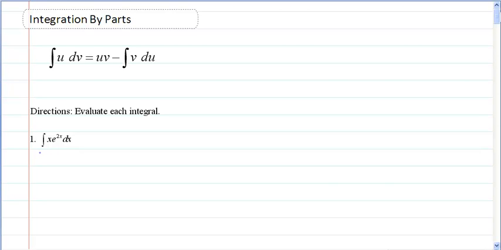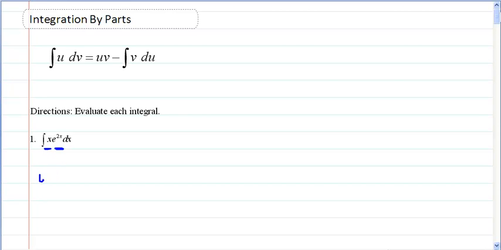So if we first look at number 1, before we look at the integration by parts formula, we have the integral of x times e to the 2x. The two functions that I have that are being multiplied together are x and e to the 2x. So you want to make one of these functions your u, and the other one you want to make dv. Now the question is, which one do you make u and which one do you make dv?